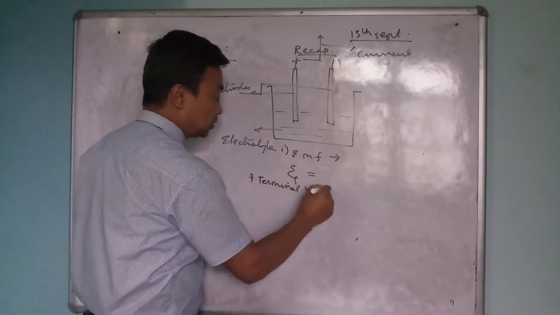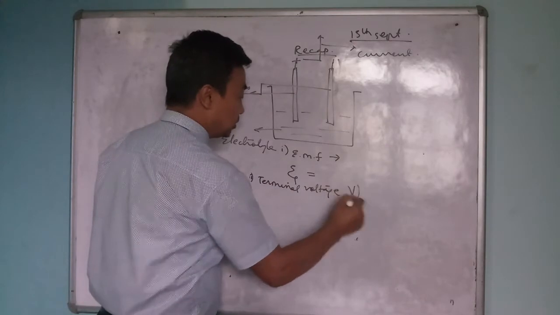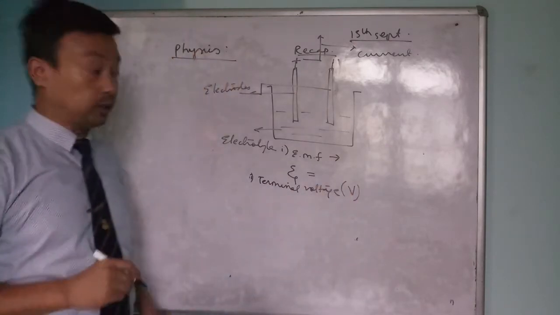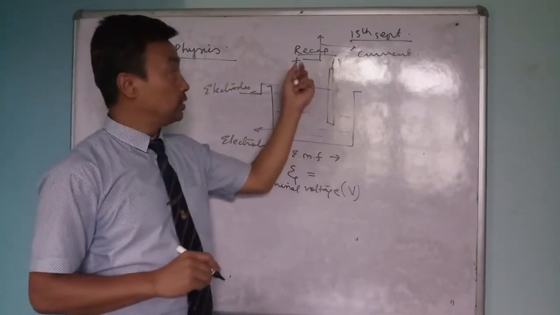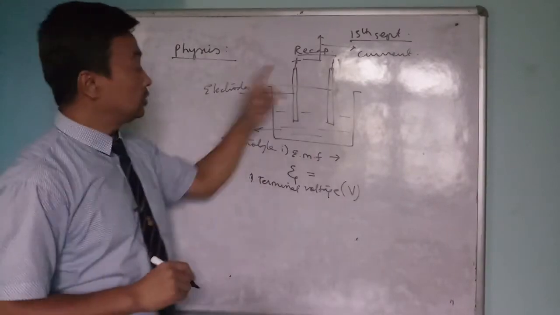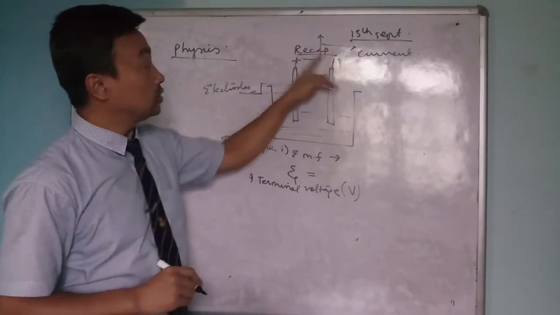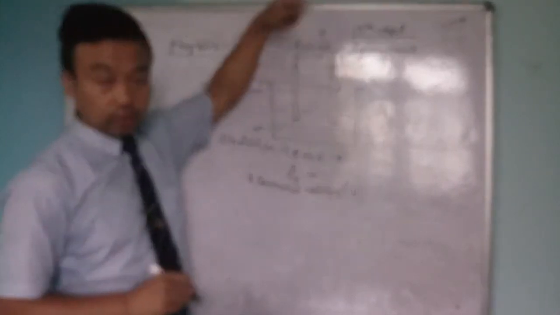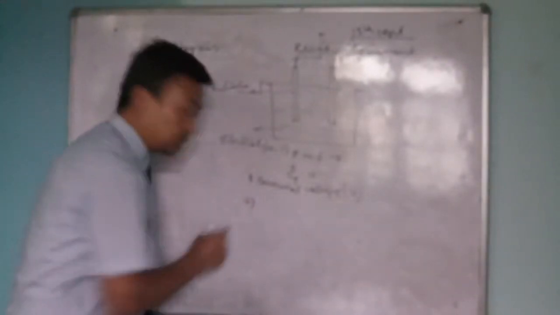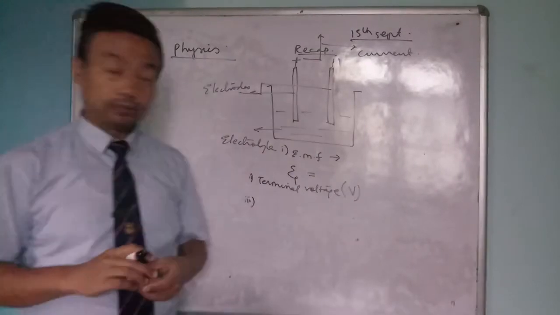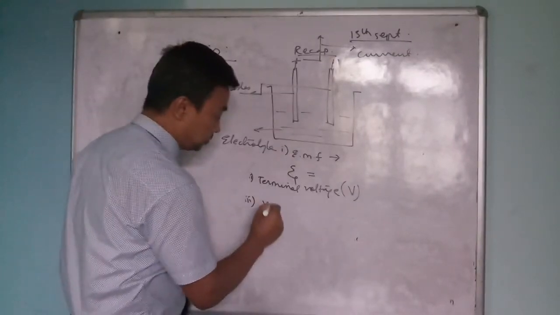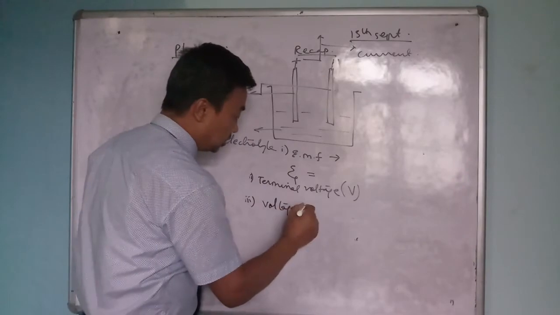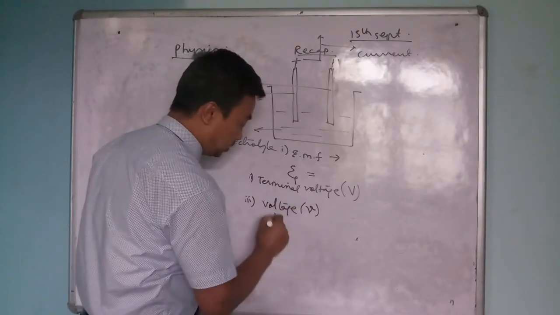The second was the terminal voltage. The terminal voltage was the potential difference when the current is drawn. When the current is coming out, whatever potential difference you have across these electrodes or in the external circuit outside the cell, that is called the terminal voltage. It was given by V. Then the third one we discussed was the voltage drop. The voltage drop is given by small v.